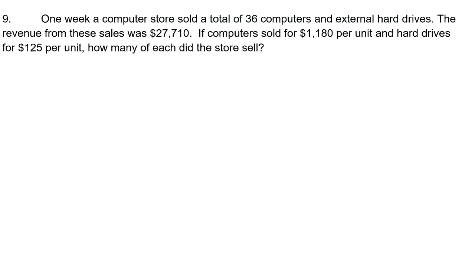All right, number 9. One week, a computer store sold a total of 36 computers and external hard drives. The revenue from these sales was $27,710. If computers sold for $1,180 per unit and hard drives for $125 per unit, how many of each did the store sell? All right, so again, looking for 2 things. We're going to have X be the number of computers and Y be the number of hard drives.